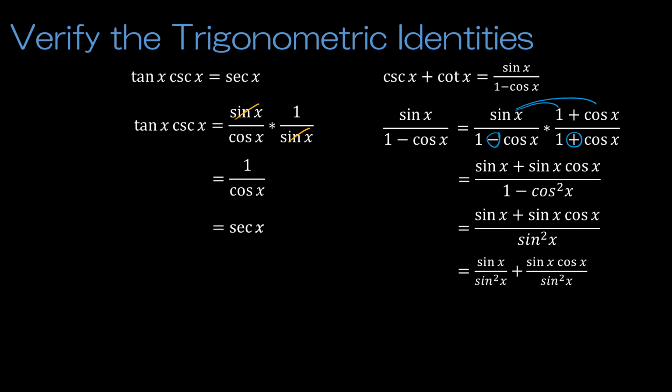I'm going to write it as two separate fractions again, and then reduce each fraction. So the first fraction, sine of x divided by sine squared of x, is 1 divided by sine of x, and the second fraction is cosine x divided by sine of x, and then using those reciprocal identities, I get cosecant x plus cotangent x.